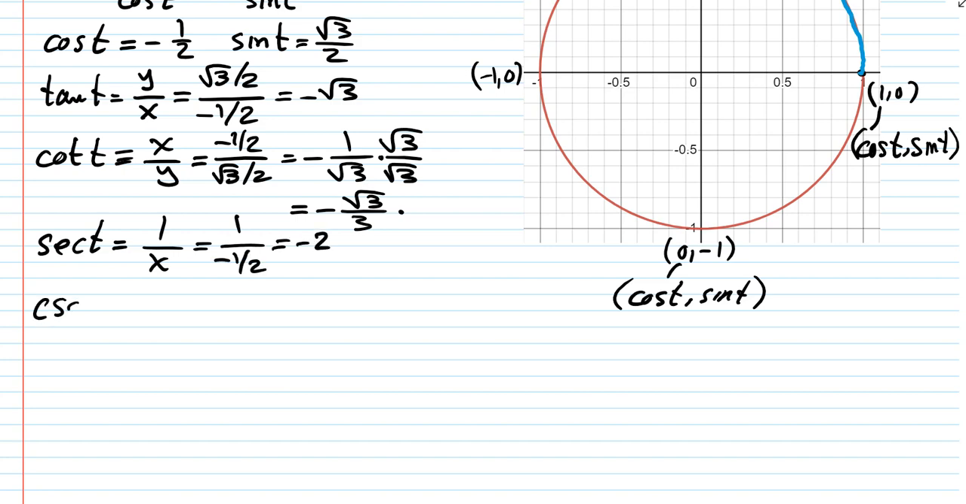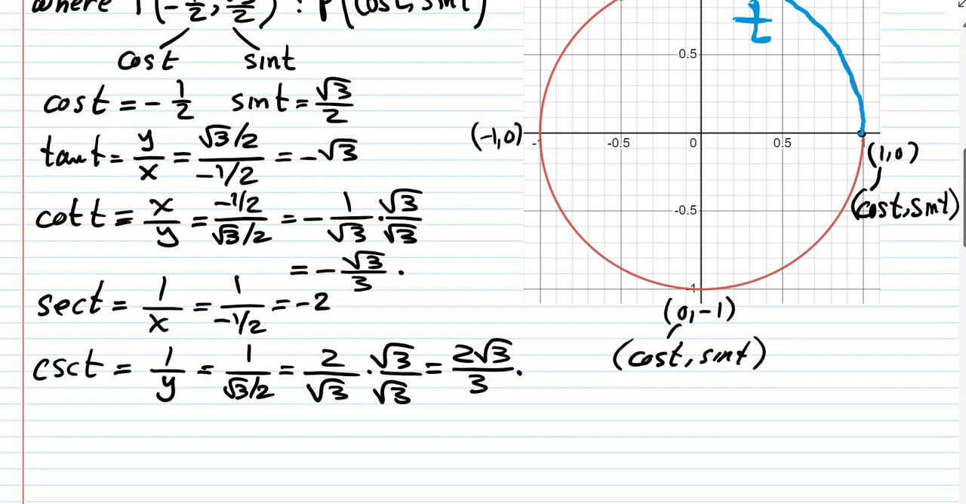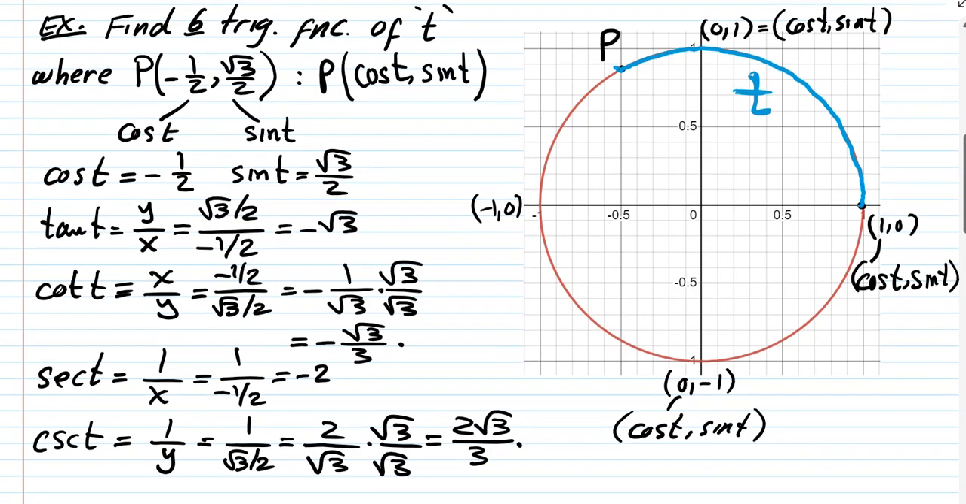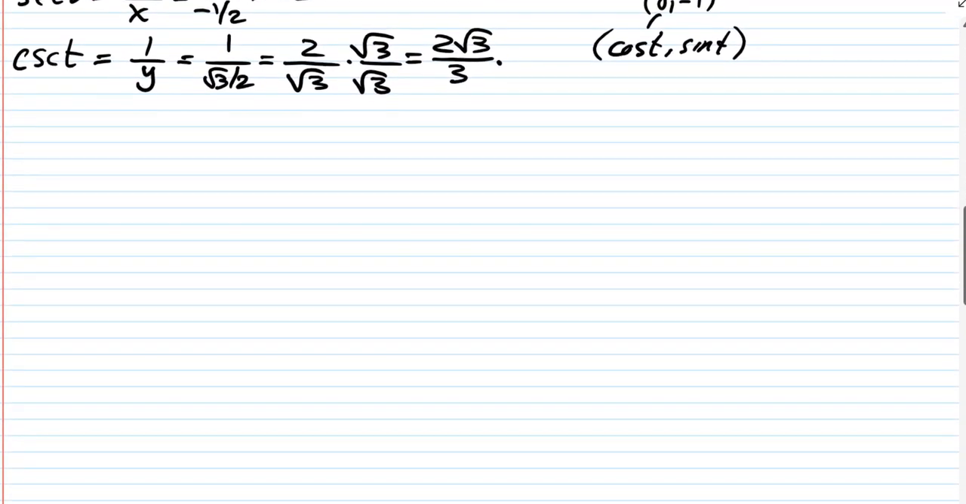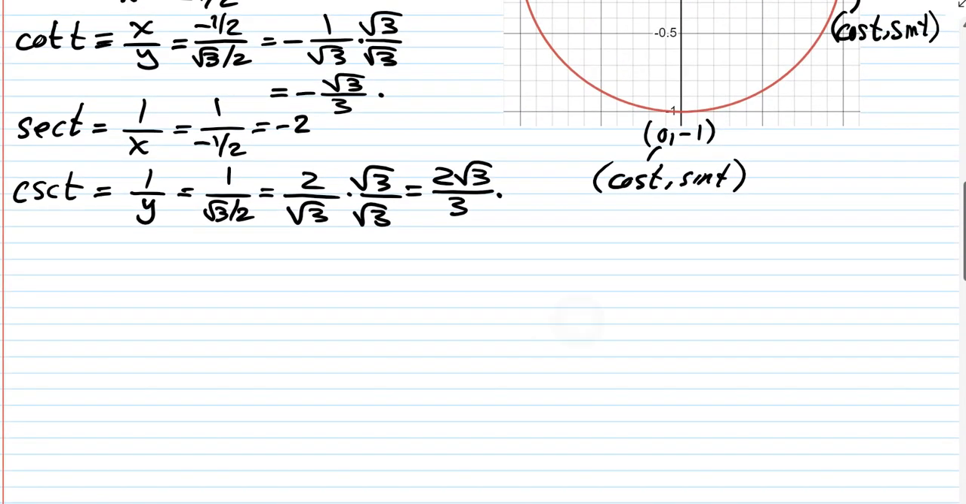What about cosecant? Cosecant t is 1 over y, and y was root 3 over 2, so that's 2 over root 3, which again we rationalize as 2 root 3 divided by 3. All right, and there we go. Those are the 6 trig functions corresponding to a point on the unit circle. All right. Now, so that's all that is.